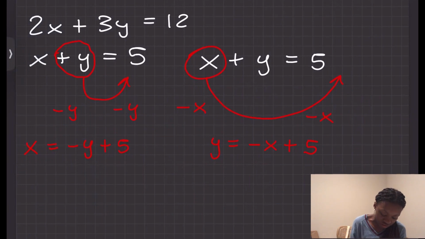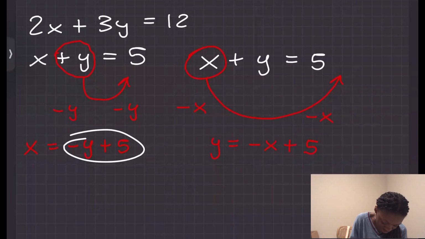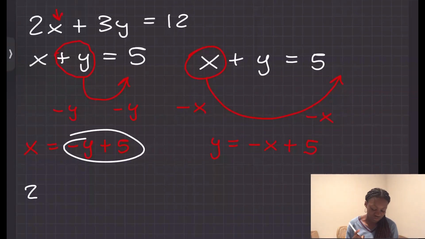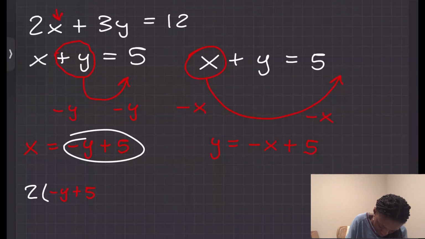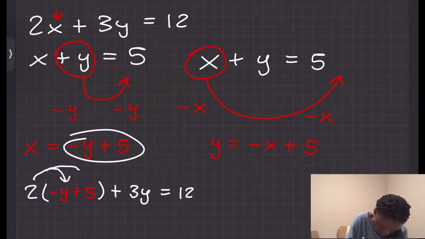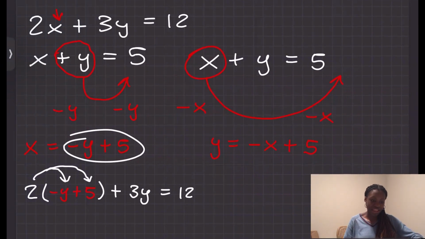So we know that x is equal to negative y plus 5. So I'm going to substitute x in the 2x. That goes right here. I'm going to substitute that for negative y plus 5. So 2 times negative y plus 5 plus 3y is equal to 12. And I'm going to distribute the negative y and the 5.